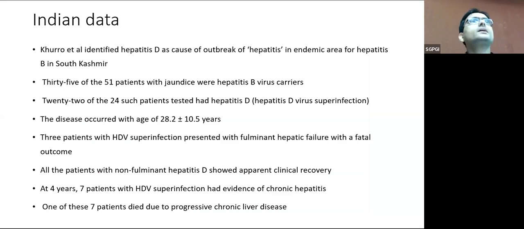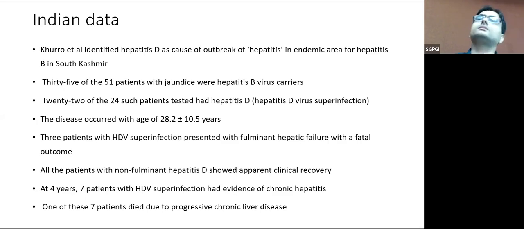So coming to the Indian data, whatever is available on hepatitis D virus. The first report was from the state of Kashmir in the year 1998, where Koul et al. identified an outbreak of hepatitis in an endemic area of hepatitis B. So the area was already earmarked as endemic for hepatitis B virus, and there was an outbreak of acute hepatitis. They investigated for the presence of hepatitis D in this community, and found that 35 of the 51 patients with jaundice were hepatitis B virus carriers, and out of those, 22 patients had hepatitis D virus superinfection.